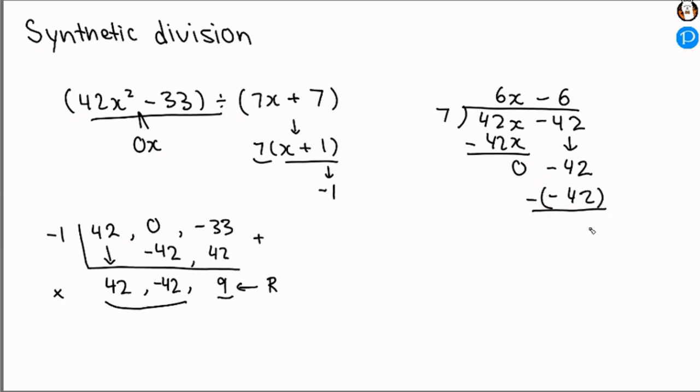Subtract, and we're going to get 0 as our remainder. Our final answer is then going to be 6x minus 6 with the remainder of 9, since we can't forget the 9 that we had originally.